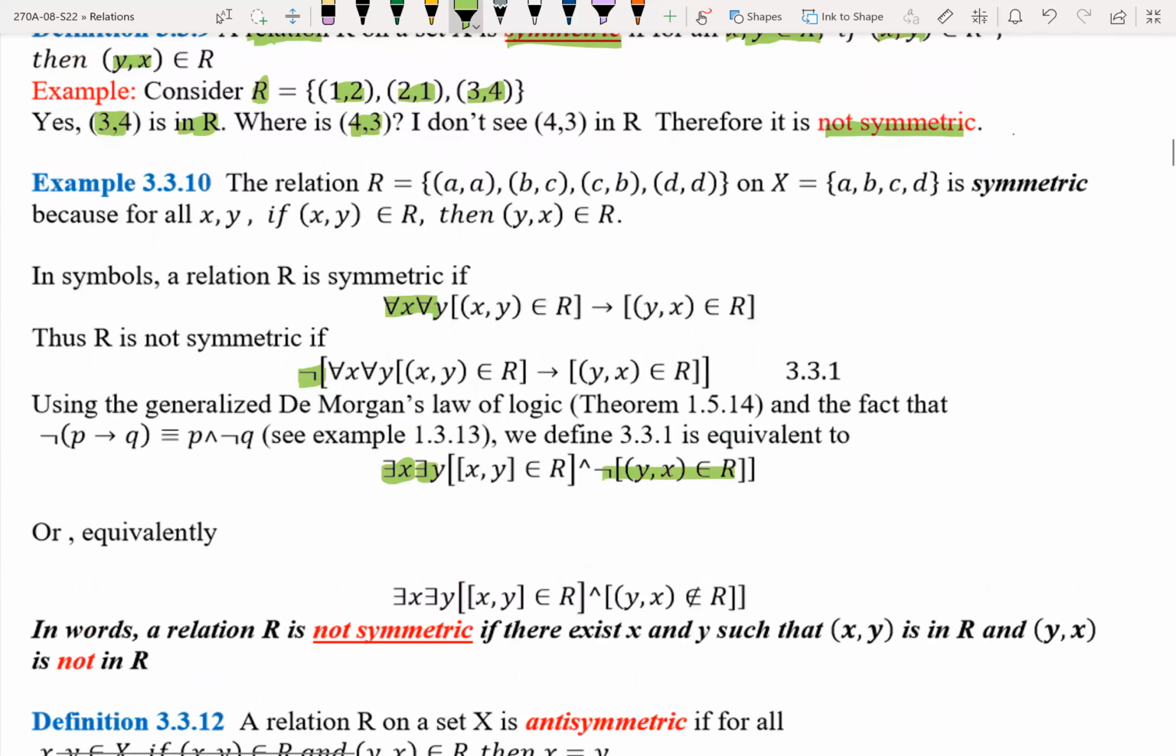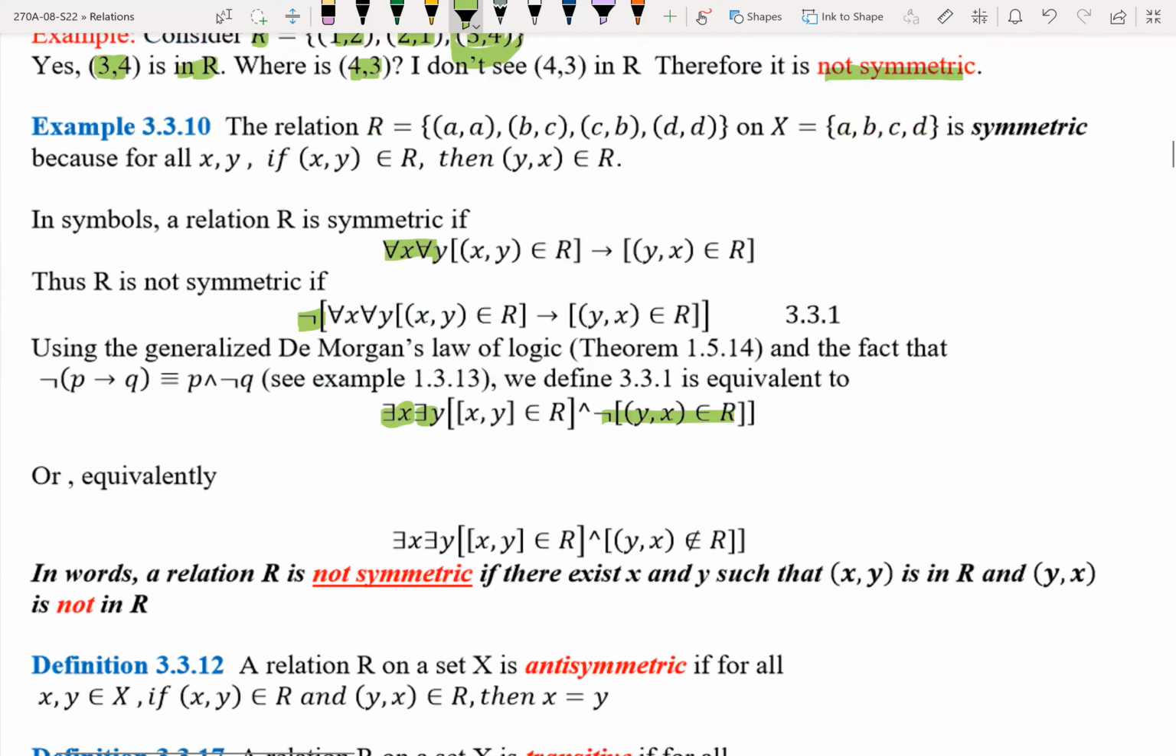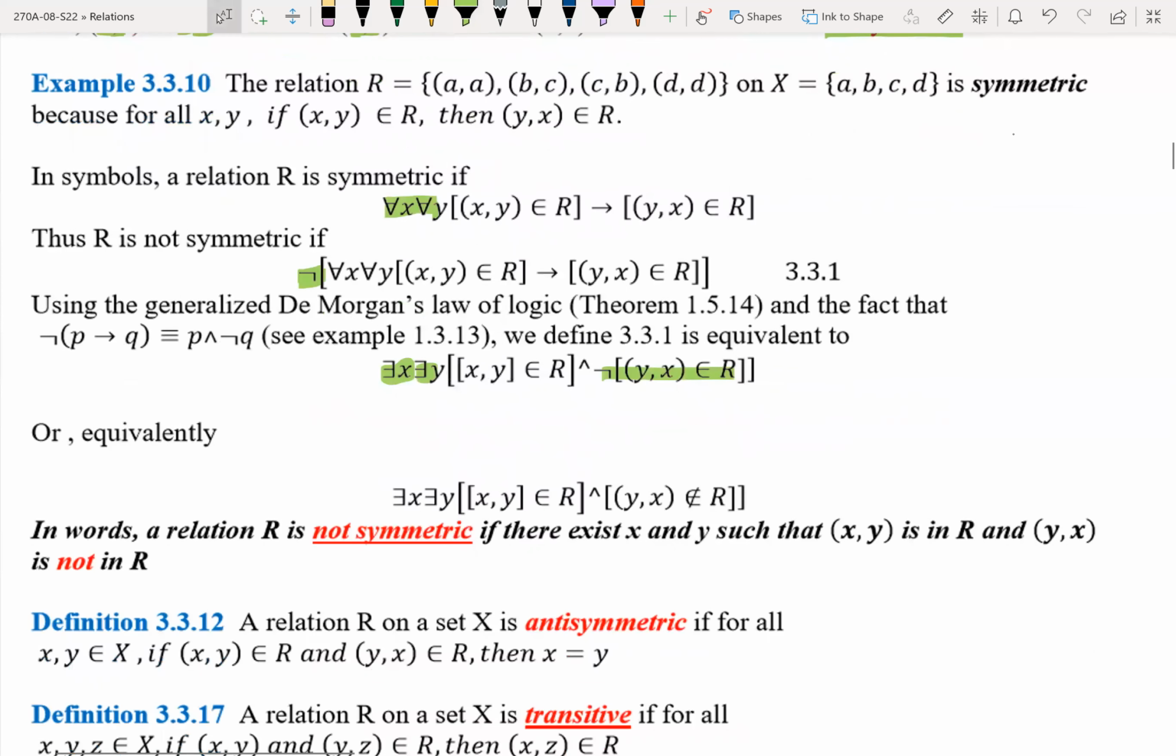Like our example right over here, we had only one simple case where 3, 4 was part of the relation, but 4, 3 wasn't. So then you stop. That's not symmetric. One counterexample is enough to disprove a universal statement.